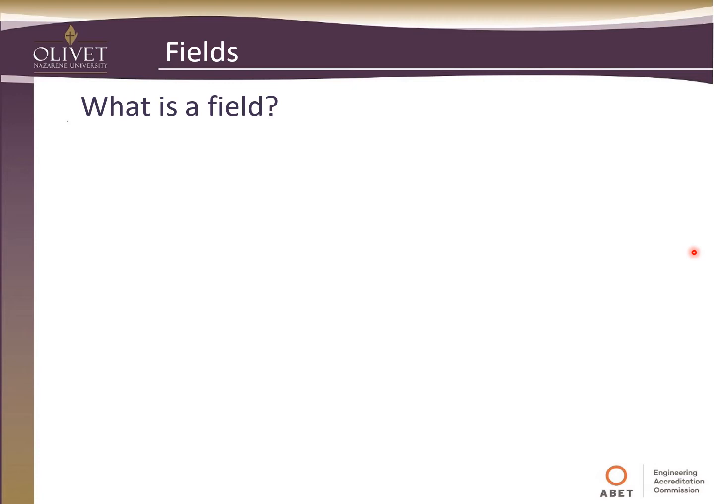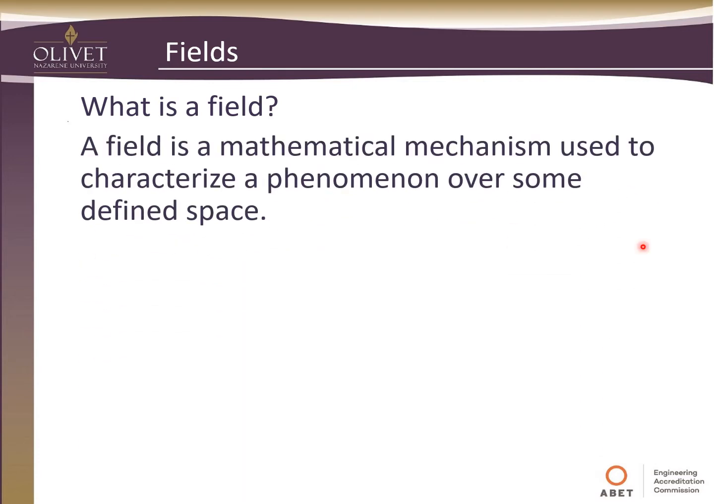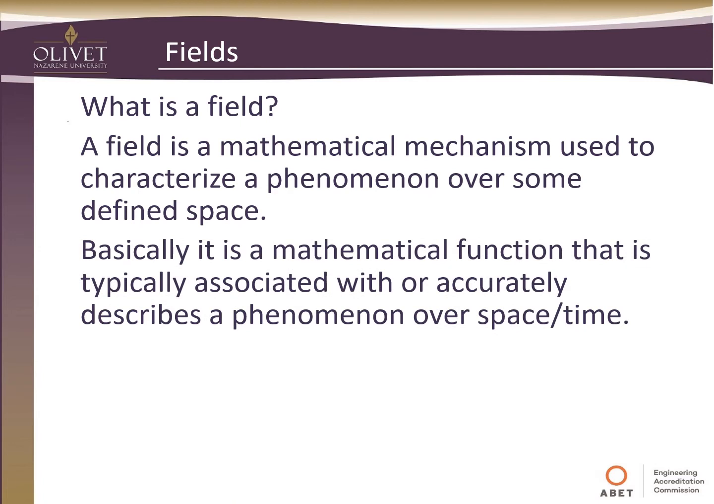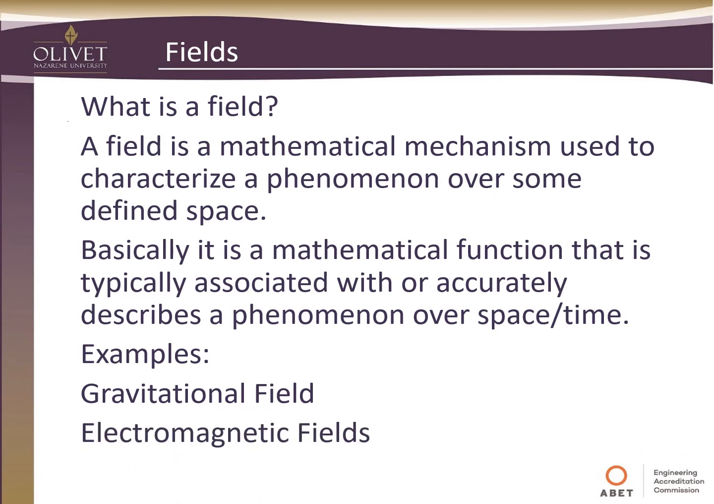So the first thing is, what is a field? A field is a mathematical mechanism used to characterize a phenomenon over some defined space. Basically, it is a mathematical function that is typically associated with or accurately describes a phenomenon over space-time. Some examples of these types of fields would be a gravitational field. It's acting on different things at the same time in different spaces. And the same thing can be said for electromagnetic fields.